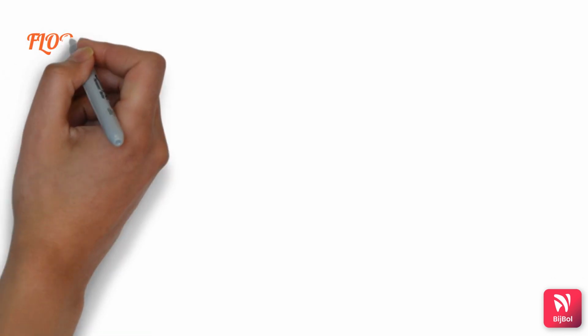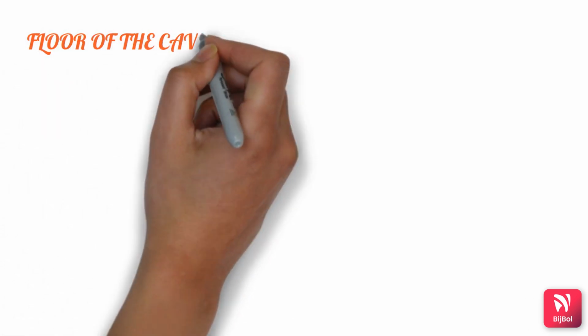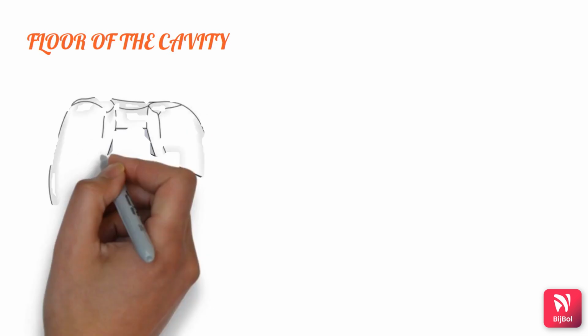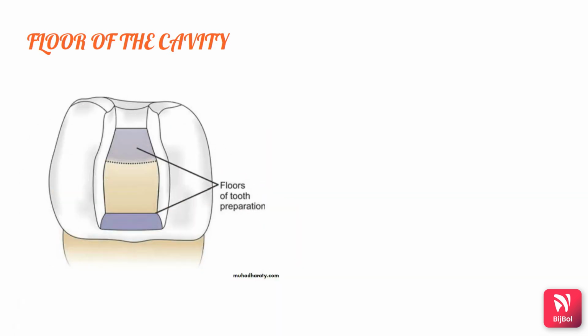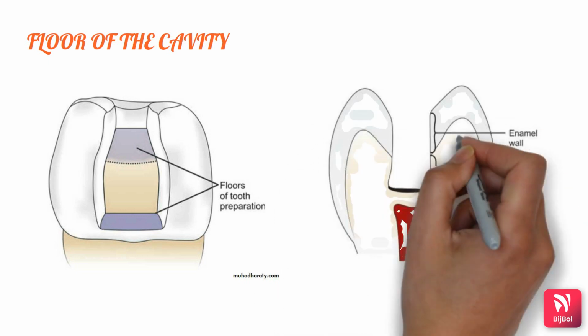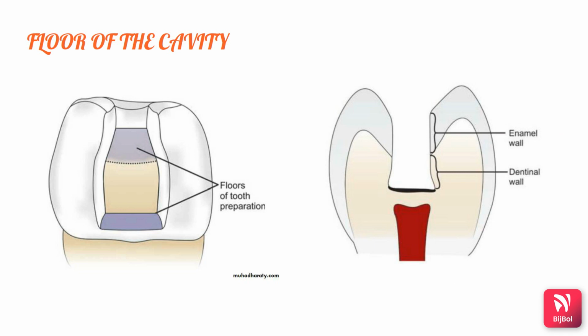Next, what is the floor? The floor or the seat is termed a prepared wall that is relatively flat and perpendicular to the occlusal forces which is directed along the long axis of the tooth, that is the pulpal as well as the gingival walls of the prepared cavity. Now we'll see two other walls in the prepared cavity. The portion of the prepared external wall which is composed of enamel is the enamel wall. If it contains the dentin, then it is the dentinal wall.